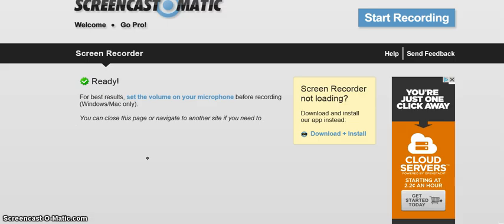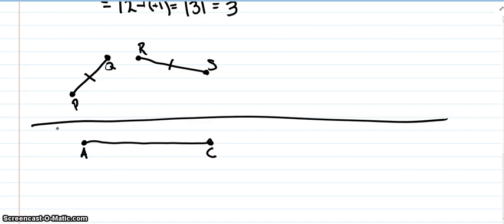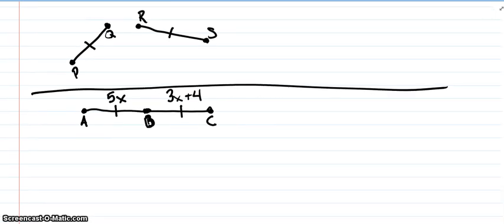So you know that B is the midpoint. So if B is the midpoint, what do we know? That AB is congruent to BC because it divided it in half. So with that knowledge, let's say this has a length of 5x and this has a length of 3x plus 4. You know it was divided in half, so both sides are equal, so you can set them equal and then use your algebra skills to solve for x.